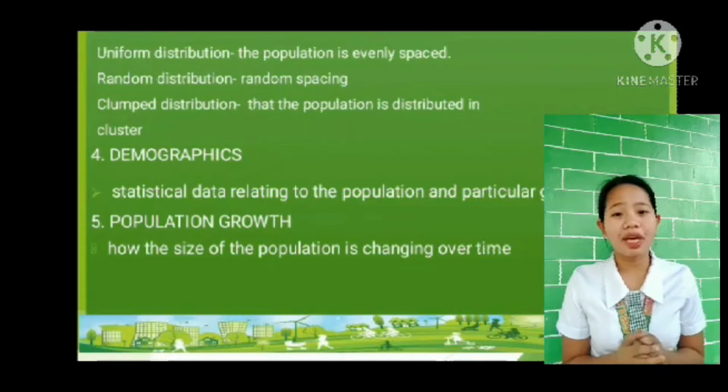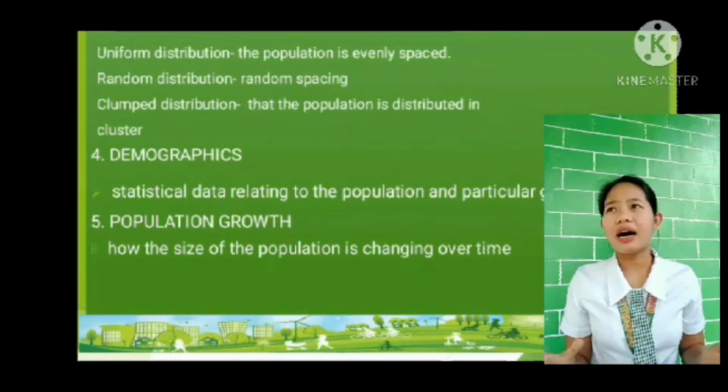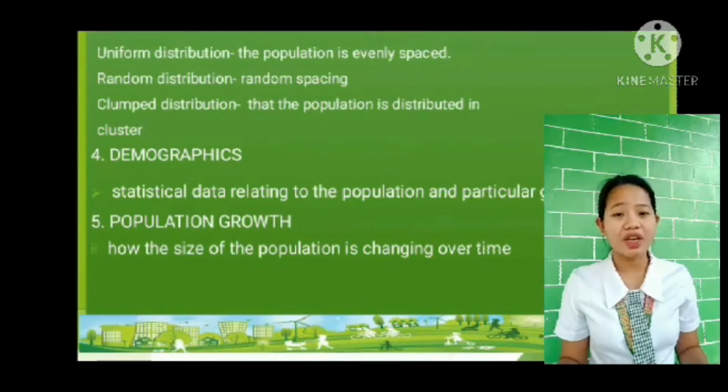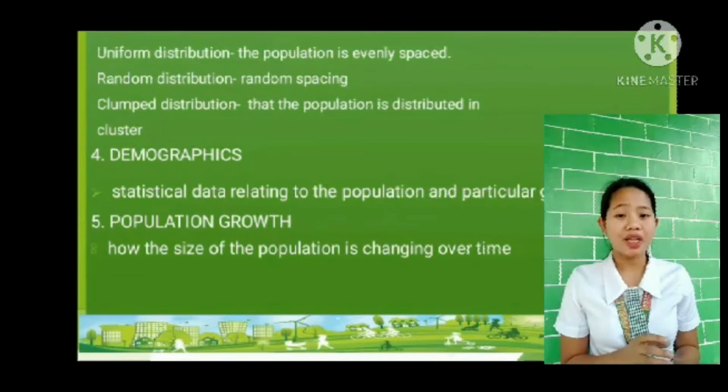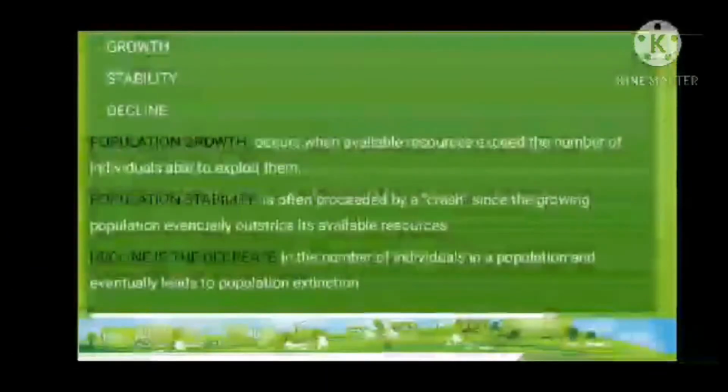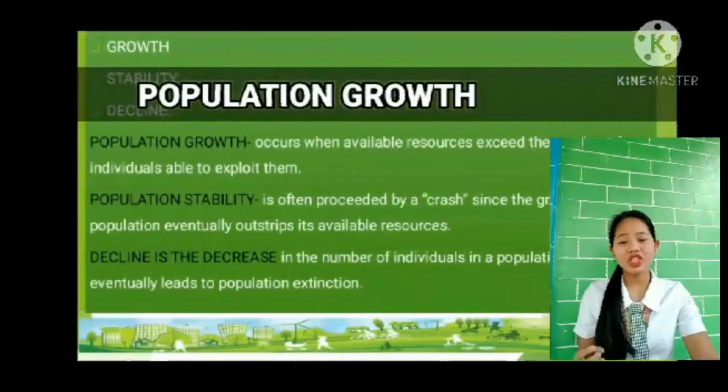This is because males are perceived to be prone to danger, like vehicular accidents. So that's why females outnumber males when they grow up. So that is demographics. Now let's proceed to the discussion of another property of population, which is population growth.